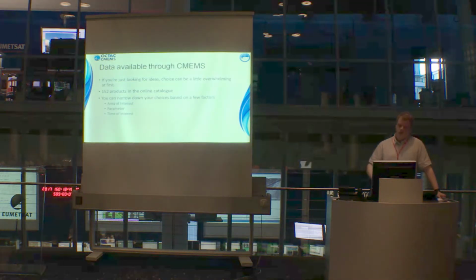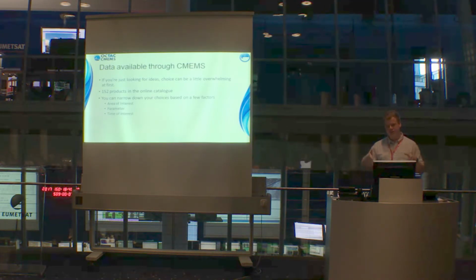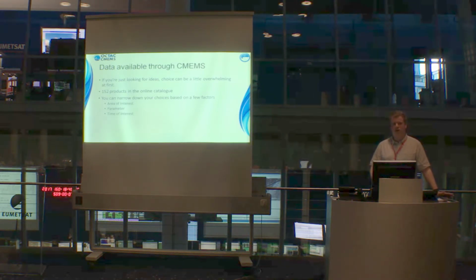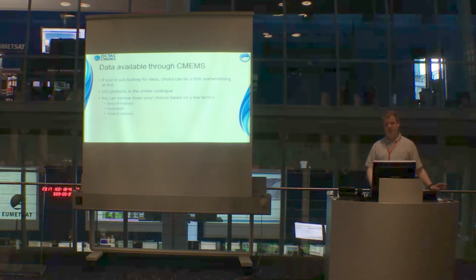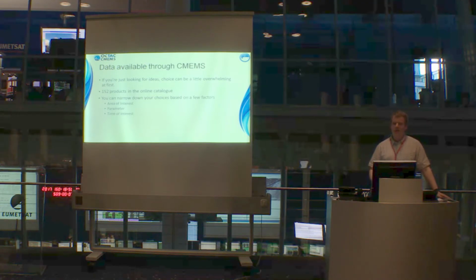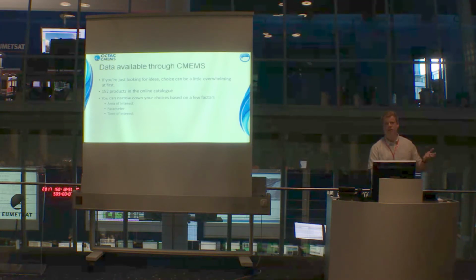Essentially, if you're just looking for ideas on something to play with, like you don't know a specific application, the choice can be a little overwhelming. I think there are over 150 products that you can choose from on the CMEMS website. But you can narrow down your choices if you have an area of interest, say, or a specific parameter like sea surface height, waves, or multiple parameters, or even a time of interest if you're investigating specific events that have happened in the past, or you want to provide forecasting data, and that limits your choices.